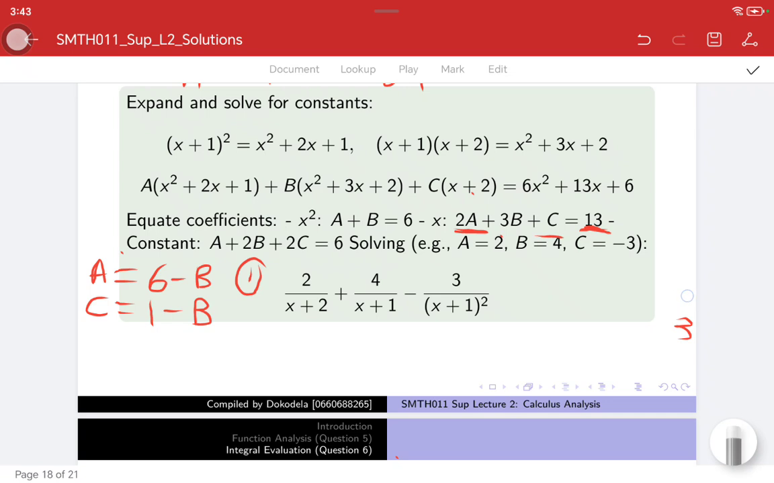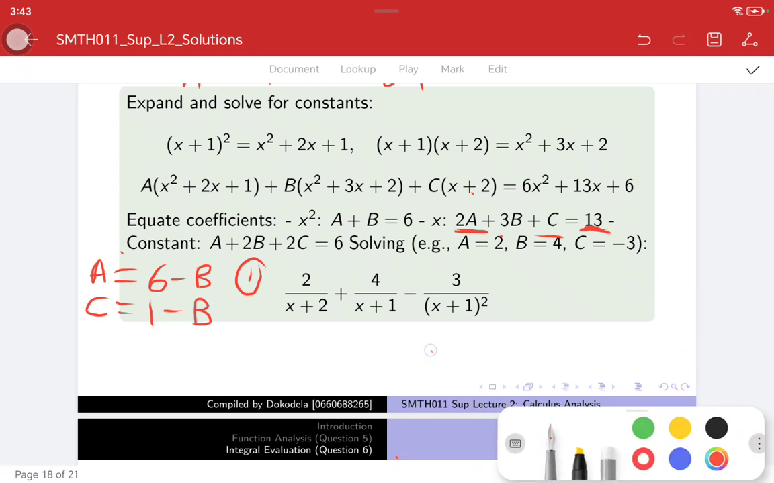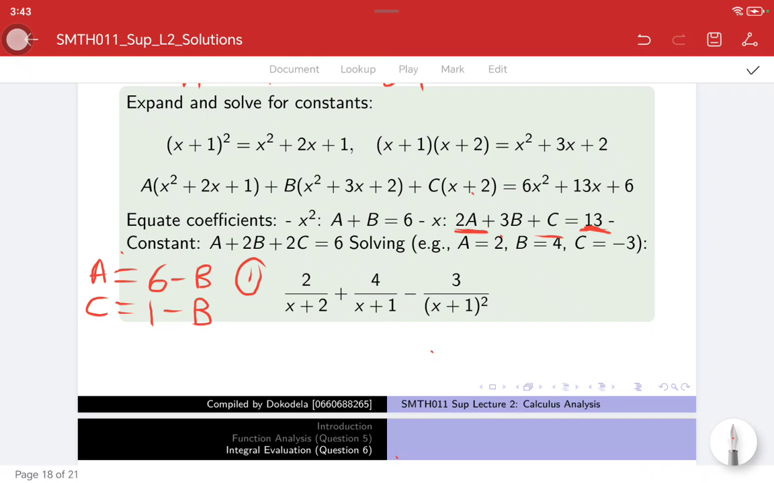And then we say now, since we have A and we have B, so we can plug anywhere. This way we have A and C, right? So we can plug here and say that this is A, right? A is 6 minus B. So A is 6 minus B. And then I'm plugging on this one, right? And then plus 2B plus 2, or C will be 1 minus B, which is also 6.